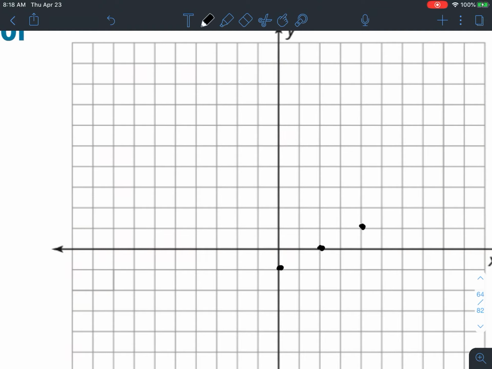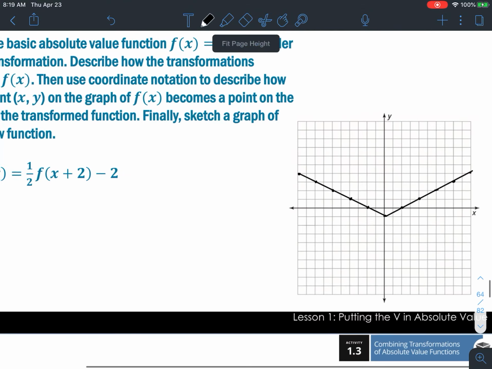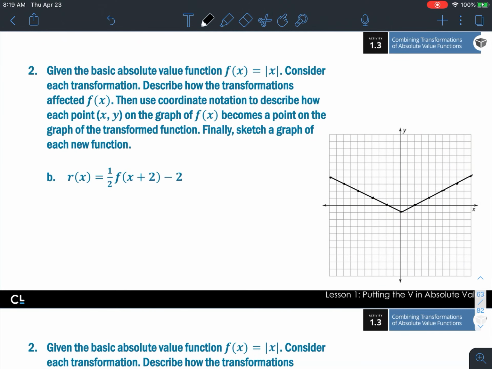So if you look and see, it's going to go up 1 over 2. Up 1 over 2, and again up 1 over 2, the same thing each time. So our graph will look like this. And that's all you have to do, is sketch it on there. Okay.